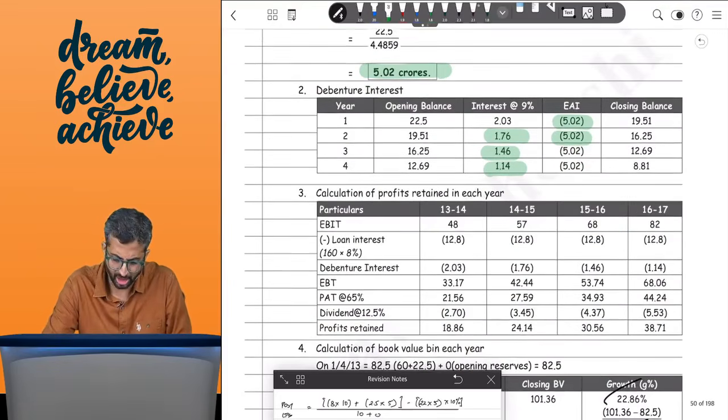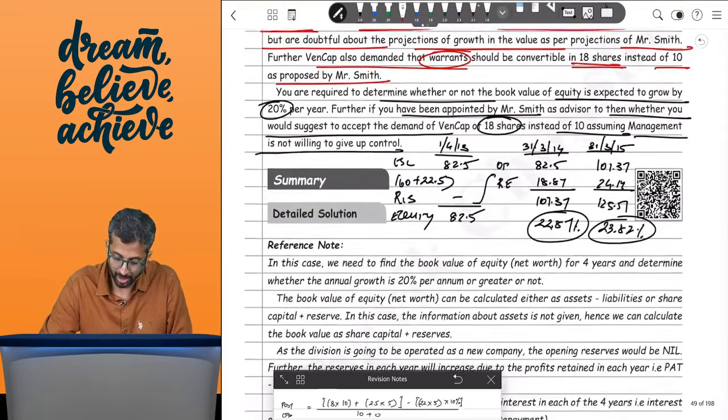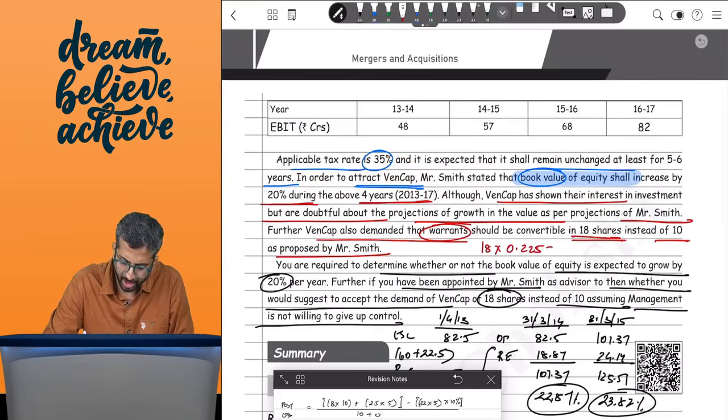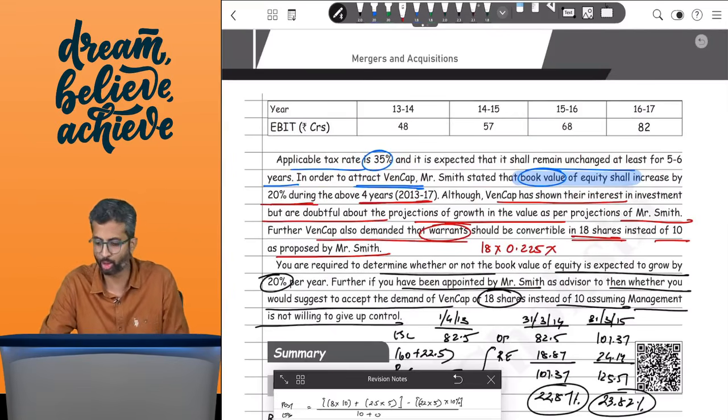So we say that the contention of Mr. Smith is correct. Further, they are saying that they want 18 instead of 10. So if they take 18 into 0.225, VenCap takes 18 into 0.225 crore debentures, so there will be 0.225 crore warrants.